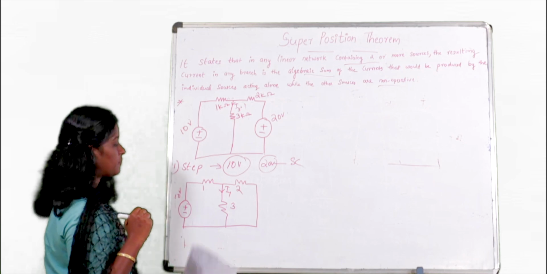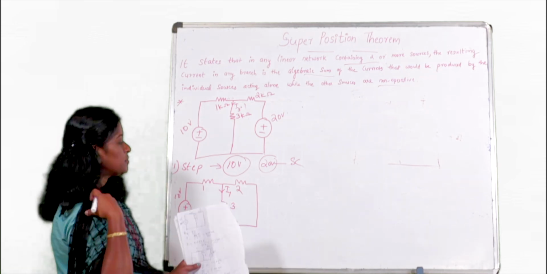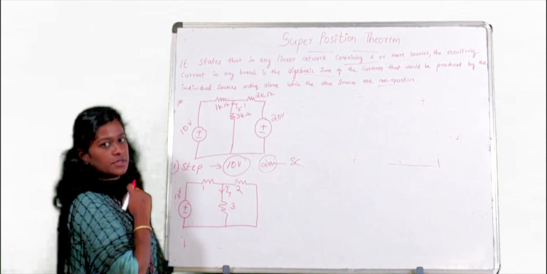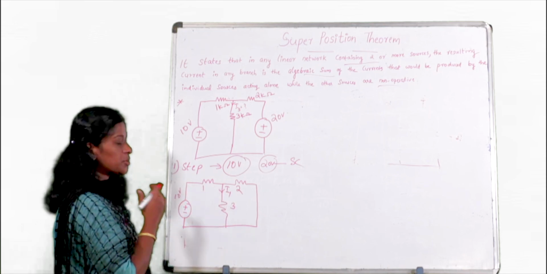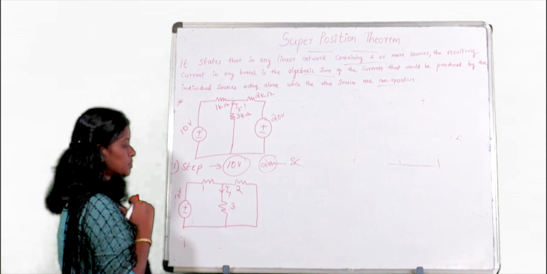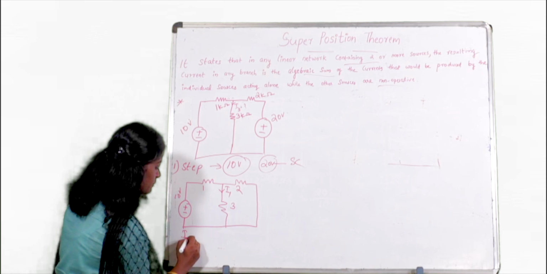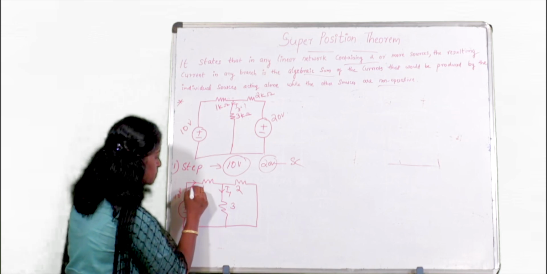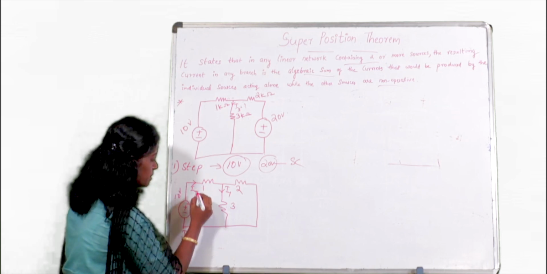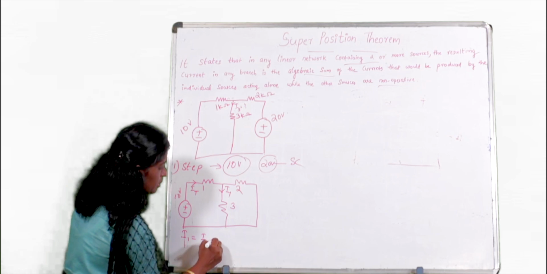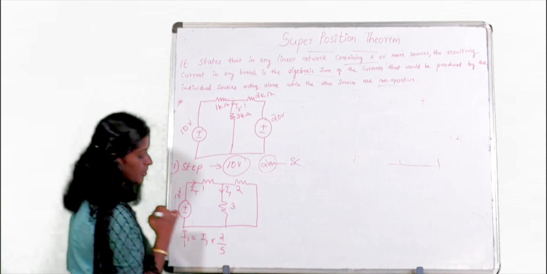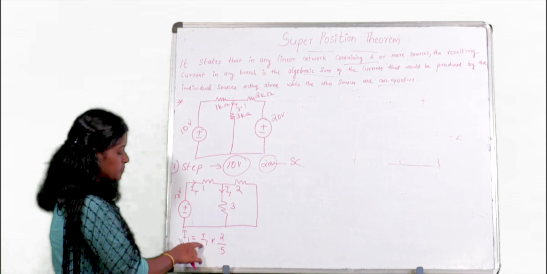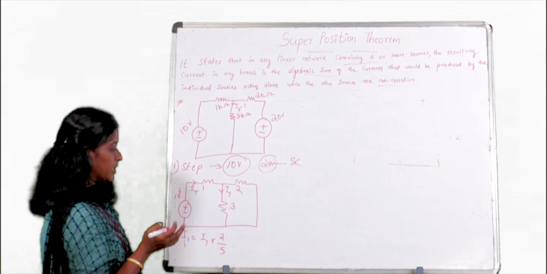I1 is the current flowing through 3 kilo ohm. So our aim is to find this I1. To find I1, I am going to apply the current division rule. So the equation will be I1 is equal to, let it be IT, where IT is the total current of the circuit, total current into this resistor divided by the sum of resistors, that is 5. So here we want to find the total current IT.